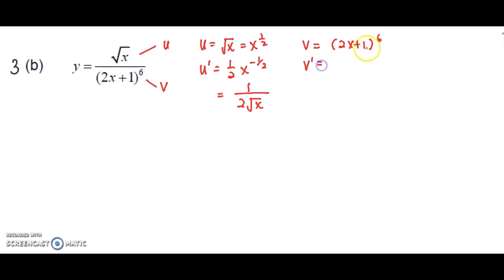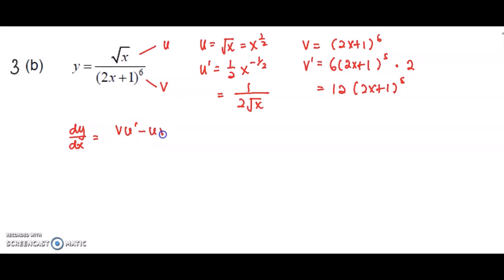To get the v prime, just see this as a two-layer function. Differentiate the first layer, we have a 6 in the bracket, power of 5. And what is inside the bracket, we just put in. Then multiply by the derivative of the second layer, which is 2x plus 1, you get 2. Simplify, you have 12, 2x plus 1 power of 5. And now I'm going to put into my formula to get your dy dx by using the quotient rule. Copy down the v first, and then u prime minus u v prime over the v squared.